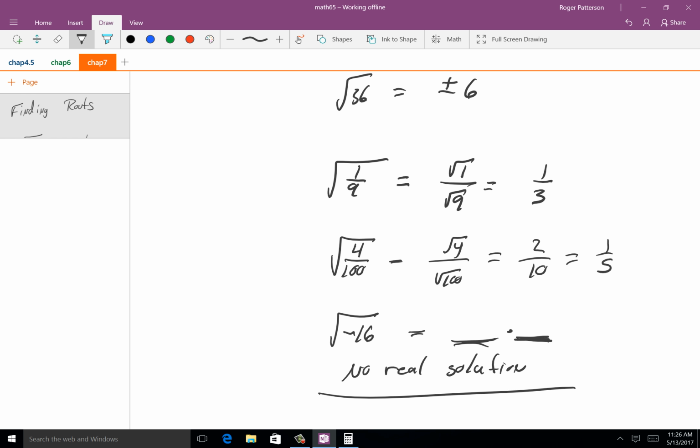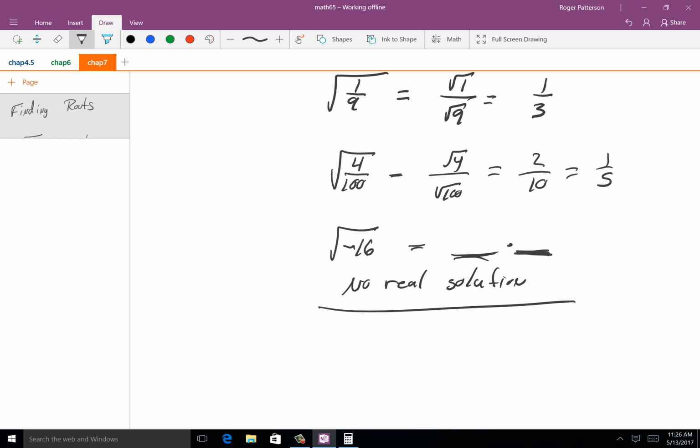So you cannot take the square root of a negative number. Now, if they put the negative outside of it, that's a different story. Then you would take the square root of 49, which is 7, and make it negative. But you can't take the square root of a negative number. This one has no real solution. This is okay because I'm not taking the square root of a negative, I'm just making my result negative at the end. So there's a difference.